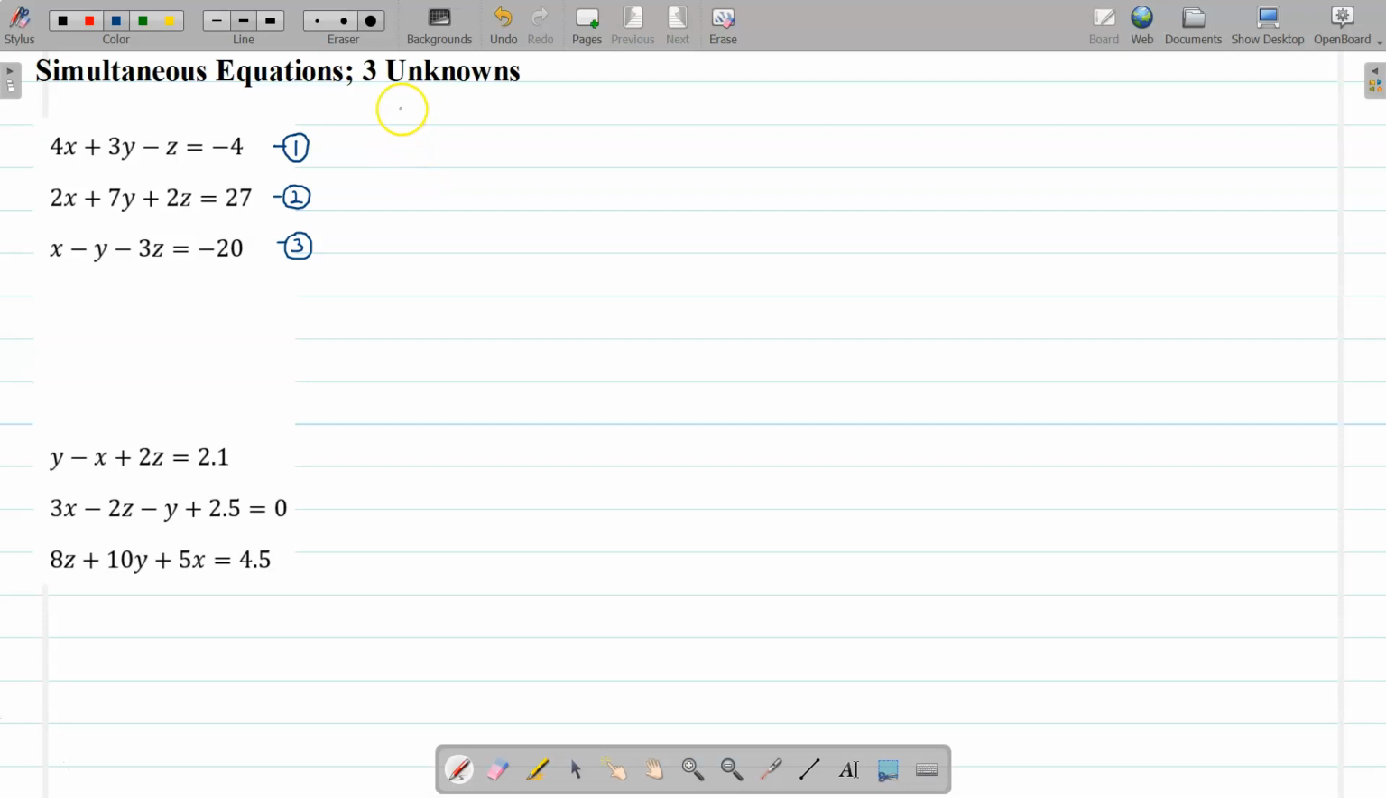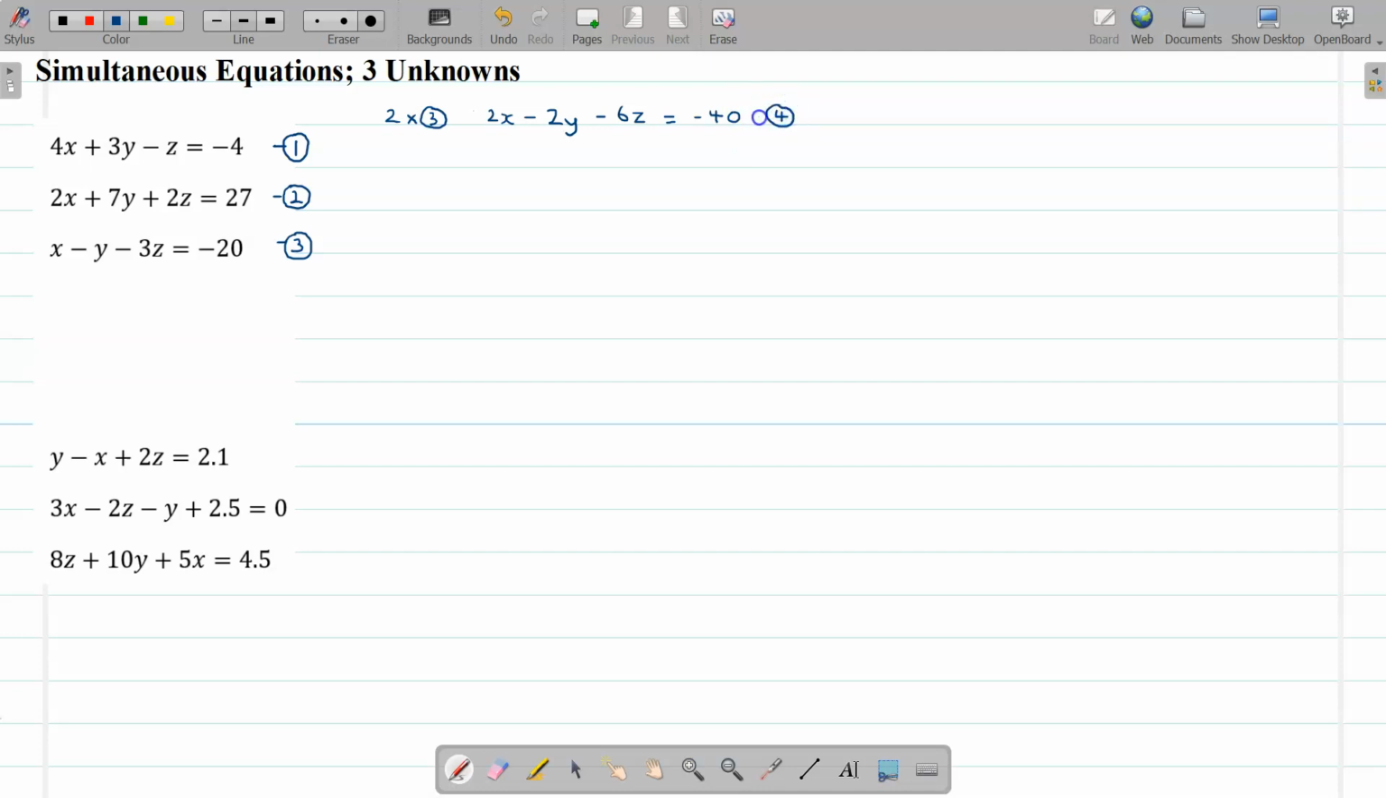So I'm going to start by doing equation 3 times 2. So I write it like this: 2 times equation number 3, putting that in a circle, and just simply doubling that equation. So I'm going to have 2x minus 2y minus 6z equals negative 40. And as soon as I've made a new equation, I'm just going to number it with the next available number. So that's going to become equation 4.